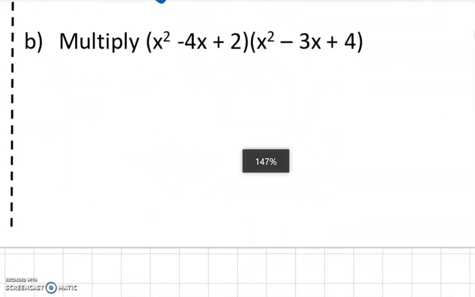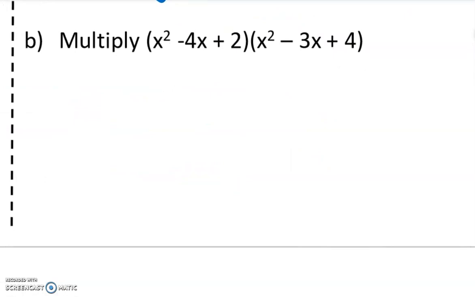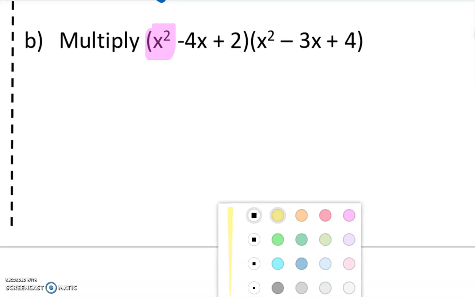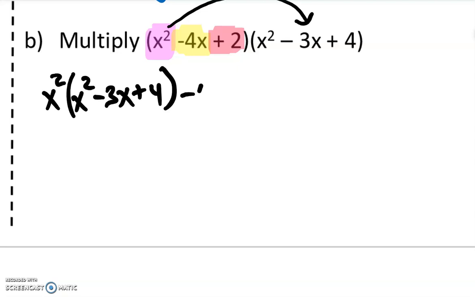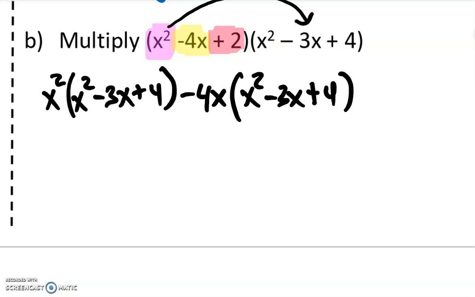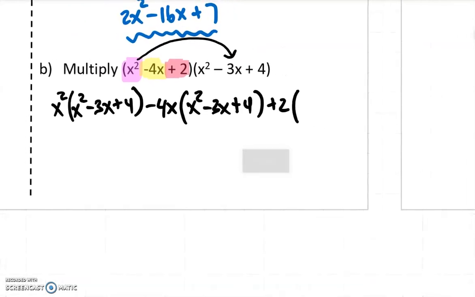Let's use the same method in multiplying this one. You can see that we have three terms in the first polynomial: x squared, negative 4x, and positive 2. Each of those needs to multiply the second polynomial of x squared minus 3x plus 4. So first, x squared will multiply x squared minus 3x plus 4. The second term, negative 4x, will also multiply x squared minus 3x plus 4. And the third one, positive 2, will do the same. Multiply x squared minus 3x plus 4.